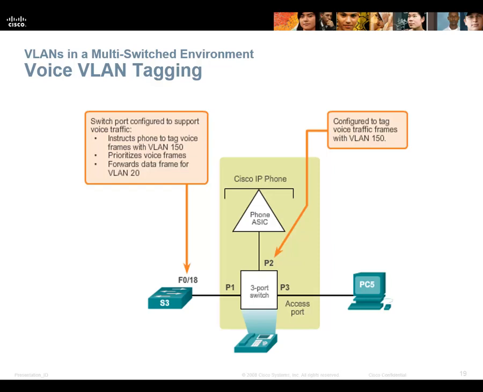Here we're looking at another example of a voice VLAN tag using more than one switch. Here they show the switch will instruct the phone to put data into VLAN 150. The 3-port switch is going to be configured for looking for VLAN 150, and it's going to know to send data for 150 out to the Cisco IP phone.